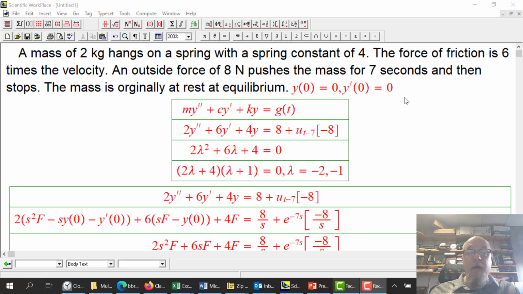A mass of 2 kilograms hangs on a spring with a spring constant of 4. The force of friction is 6 times velocity.